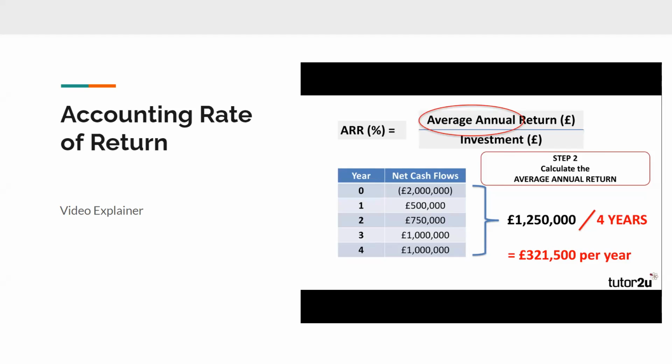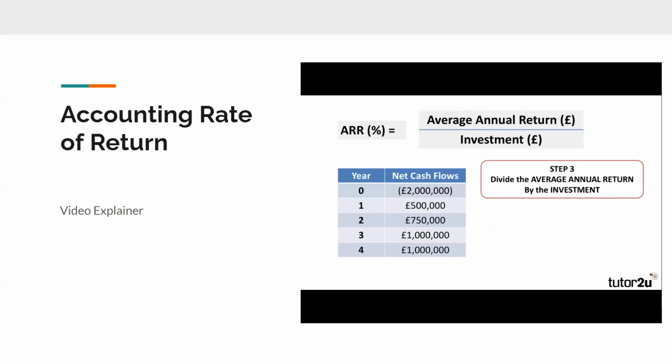Well, we're almost there with ARR. We need to do the final step in the calculation, which is to divide our average annual return by the investment. And again, it's straightforward. Here it is. There was our average annual return of £312,500. And we divide that by the investment. In this case, we're told it was £2 million. But don't forget, with ARR, we need to show that as a percentage. So we do that division, divide by 2 million and multiply by 100 to express it as a percentage. And the ARR for this project is 15.63%.